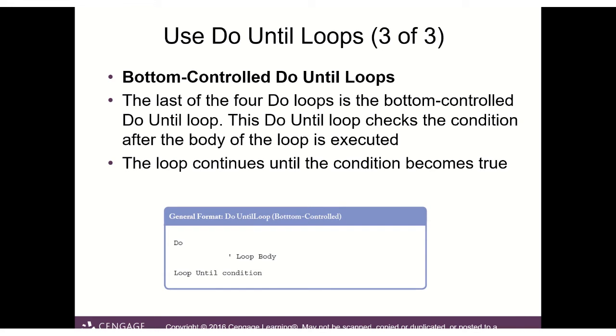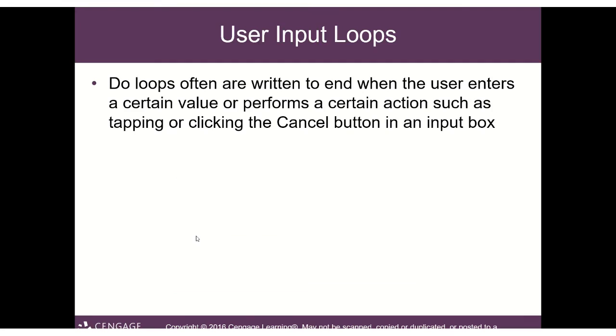So you can do the bottom control loop as well. At the bottom you can put another criteria to control the loop. So do loops often are written to end when the user enters a certain value or performs a certain action, such as tapping or clicking a cancel button in the input box.